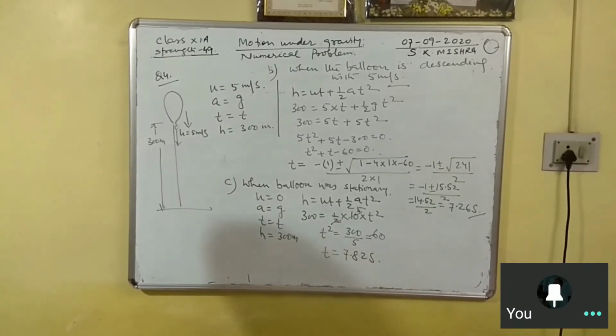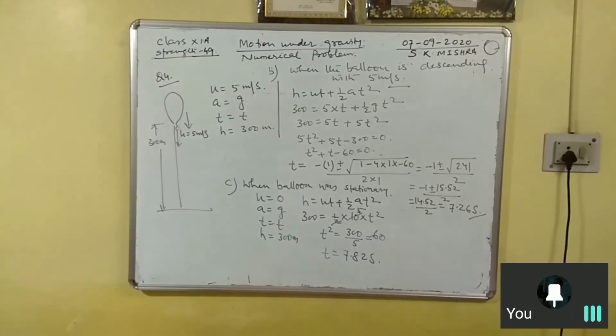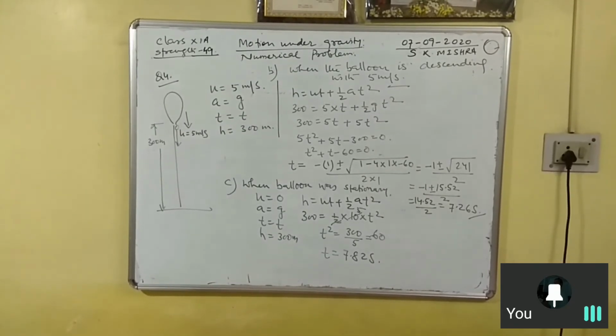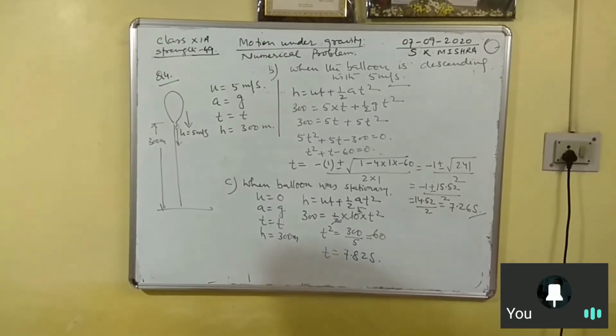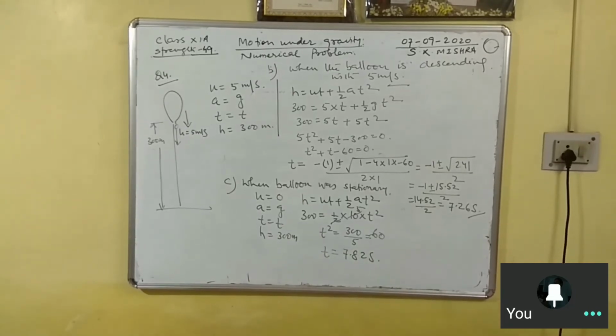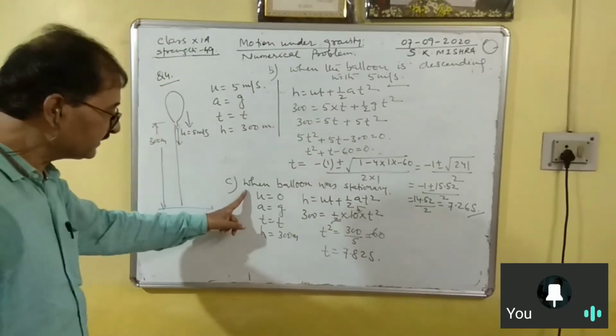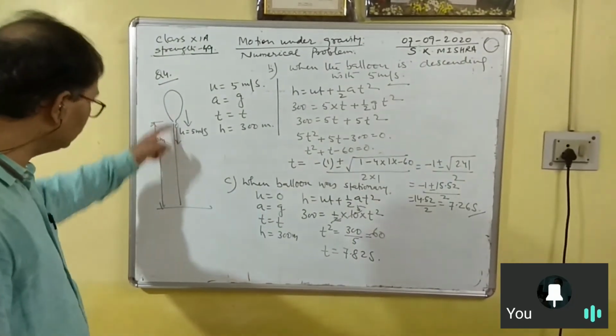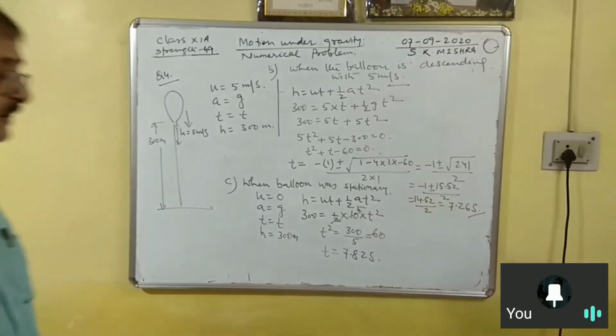First case was when the balloon is ascending with a velocity of 5 meter per second. Second case is when the balloon is descending with a velocity of 5 meter per second. And the third case is when the balloon is stationary. So when the balloon is stationary, the total time taken by the stone to reach the ground is 7.82 seconds.